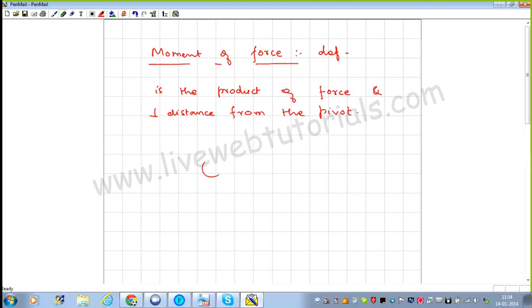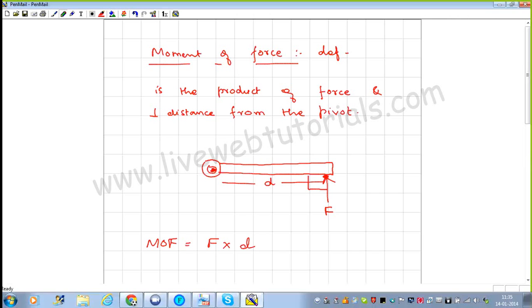For example, this is the pivot and this is the door. I am looking at the door from the top. Suppose I want to open the door and I'm applying force in this direction. The distance between the axis of rotation, that is the pivot, and the point of application is d. In this case, the angle between these two is 90 degrees, so the moment of force is force multiplied by this perpendicular distance.